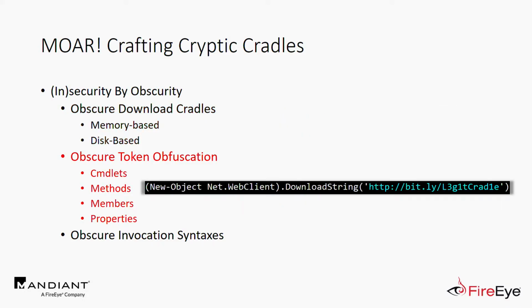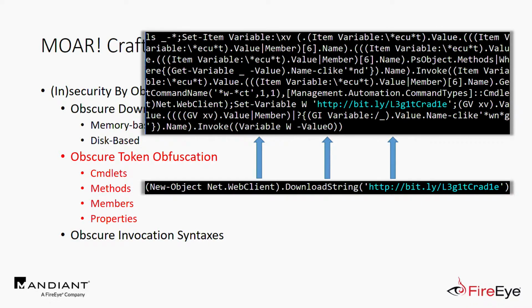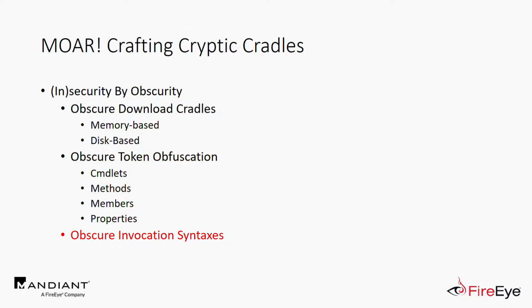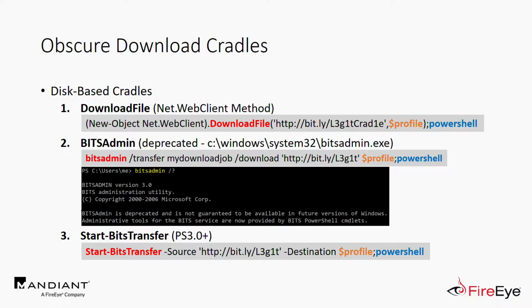Next, we'll look at obscure token obfuscation. So again, Invoke-CradleCrafter obfuscates entirely differently than Invoke-Obfuscation. We'll take a command like this and turn it into something like that, all without a single tick mark, without a single concatenation. And then obscure invocation syntaxes, we'll take a look at that as well.